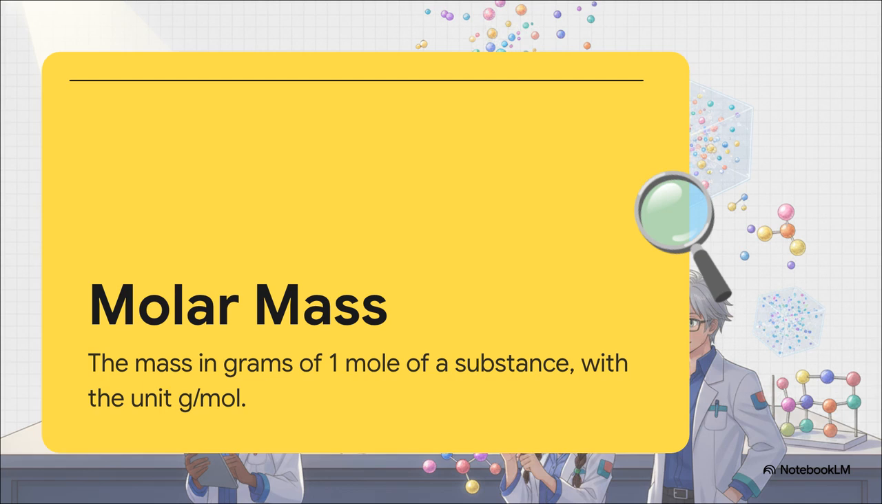For example, water, H2O. It's got 2 hydrogens and 1 oxygen. Hydrogen has a mass of about 1, oxygen is 16, which gives water a total molar mass of roughly 18 grams per mole. That 18 grams per mole, that becomes your ultimate conversion factor.